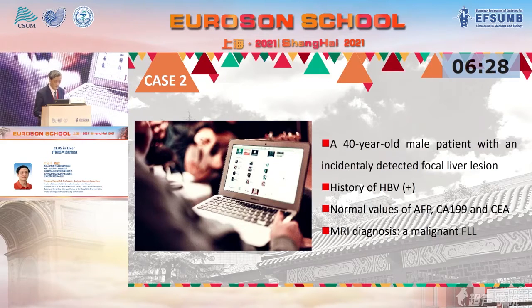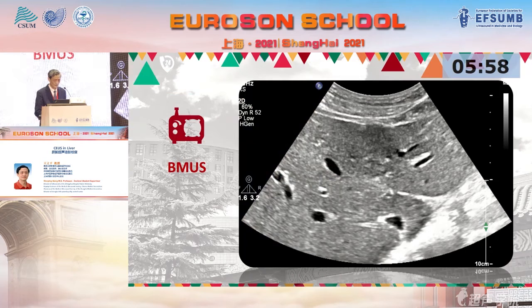Next case: a 40-year-old male patient with an incidentally detected focal liver lesion. Alpha-fetoprotein is normal. CA199 and CA125 are normal. MR scan diagnosis was malignant focal liver lesion. Ultrasound showed, on grayscale, in the left medial lobe here, a hypoechoic lesion with a clear margin. And this is the dynamic view.